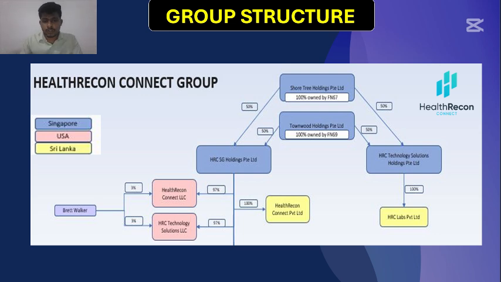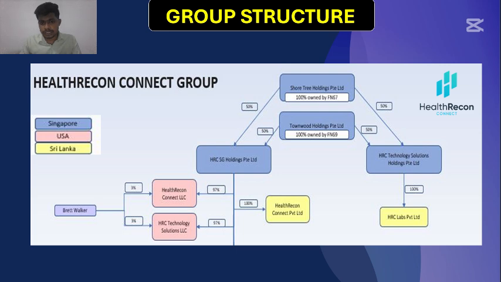Next, I will walk you through the organization structure of the Health Connect Group. This structure outlines the ownership and relationship between the different entities within the group. At the center of the structure is HRC SD Holding Pty Ltd, which serves as the main holding company. It is jointly owned by two entities, Shotri Holding Pty Ltd and Townwood Holding Pty Ltd, with each holding 50% ownership. These two entities are in turn fully owned by FN67 and FN69 respectively.